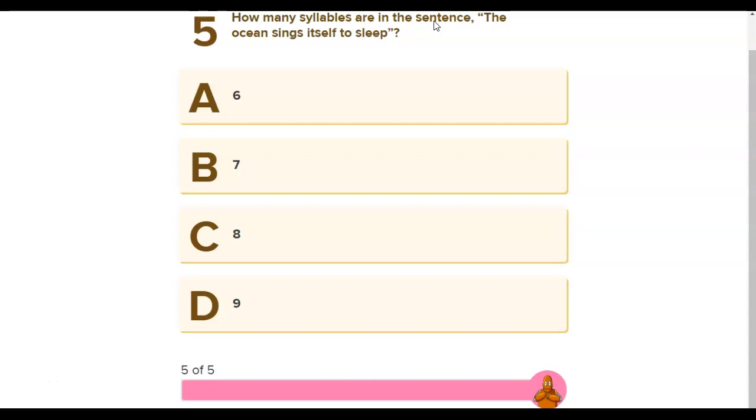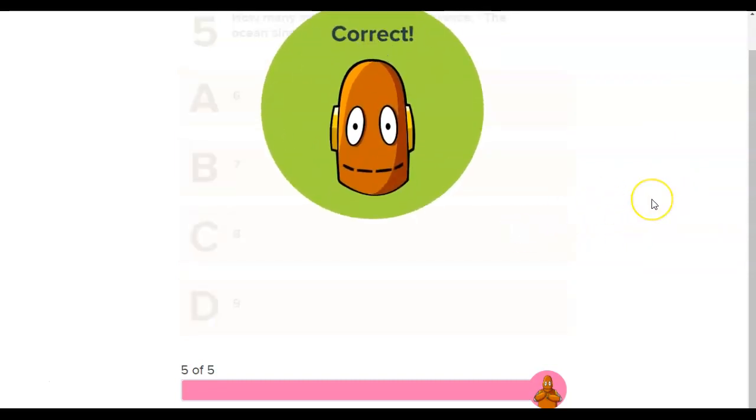How many syllables are in the sentence, "The ocean sings itself to sleep"? All right. So we'll do this. The ocean sings itself to sleep. So how many syllables are in that sentence? All you had to do was count my fingers and you figured out it was 8.